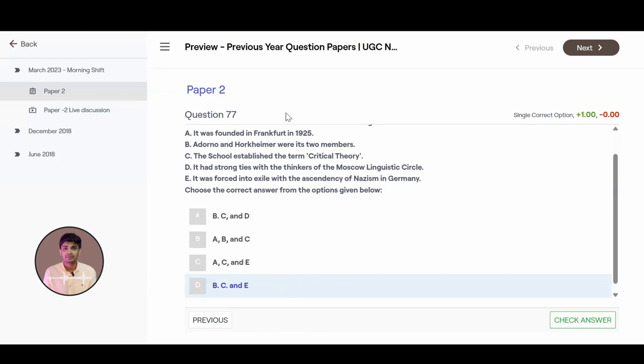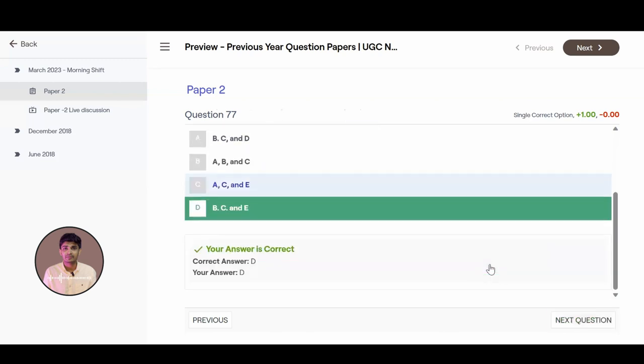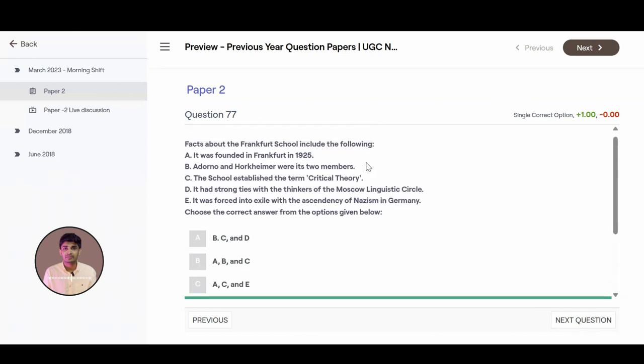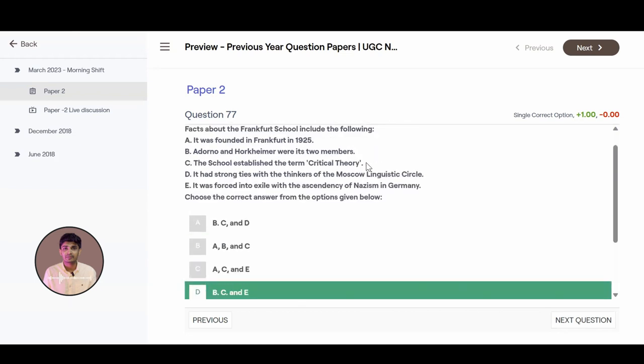Anybody? Let us go with D. See if D is the correct answer. B, C, and D. Adorno and Horkheimer were its two members, obviously. C. The school established the term critical theory. So the Frankfurt School is widely given the parentage of the idea of critical theory. It seeks to critique and challenge the existing social, cultural, and political structures. Critical theory examines the power relations, ideologies and social norms to uncover and challenge forms of domination and oppression in society and culture. So critical theory is associated with Frankfurt School.